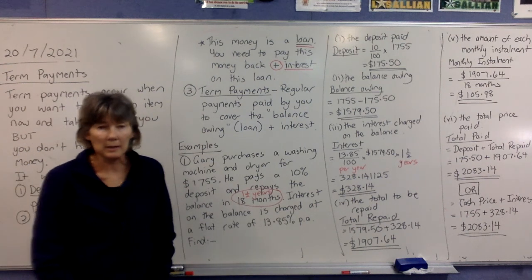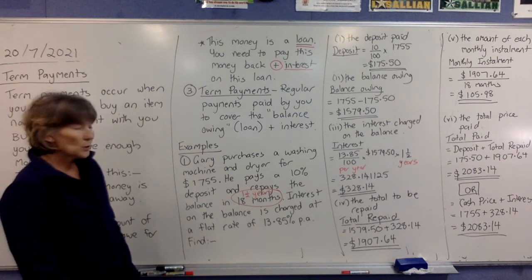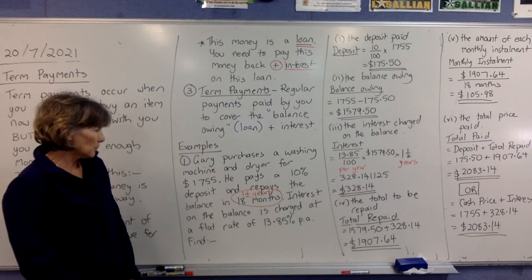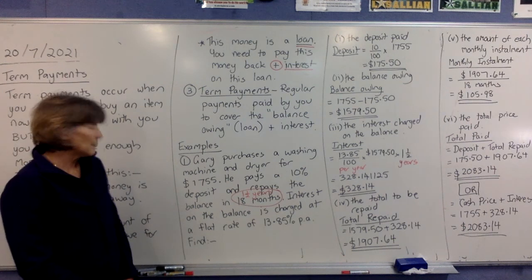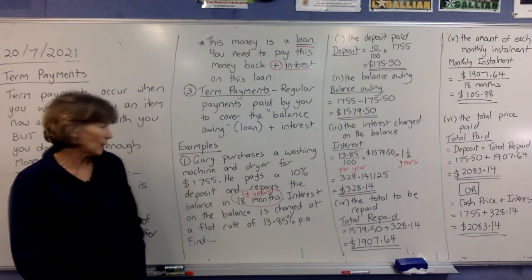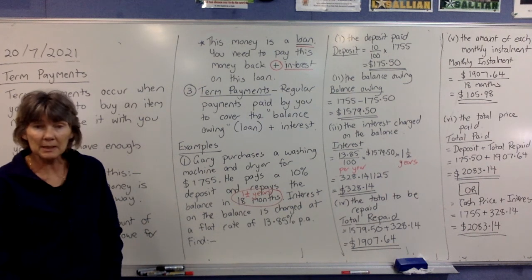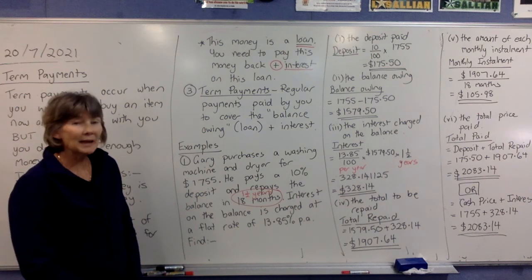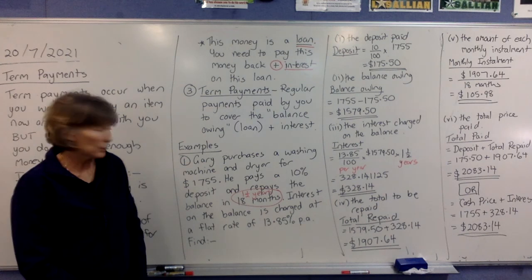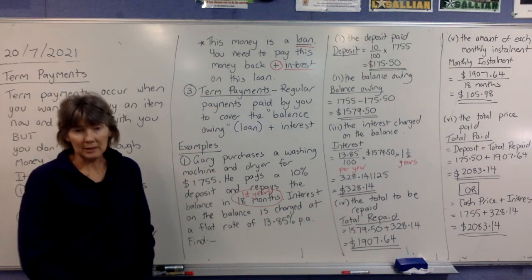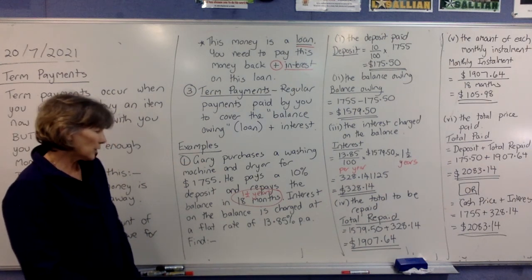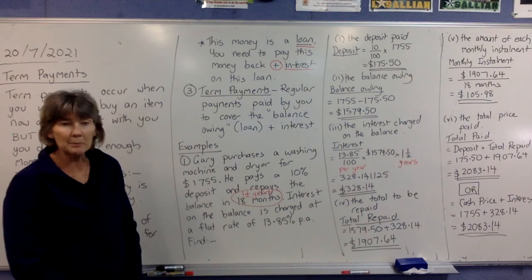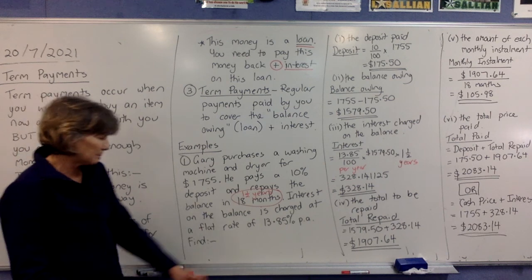Okay, so this works badly done in tests. You do need to practice it. So this first question has many parts. Gary purchases a washing machine and dryer for $1,755. He pays a 10% deposit, that's paid straight away, and repays the balance, so remember that's a loan, in 18 months. Interest on the balance is charged at a flat rate of 13.85% per annum.